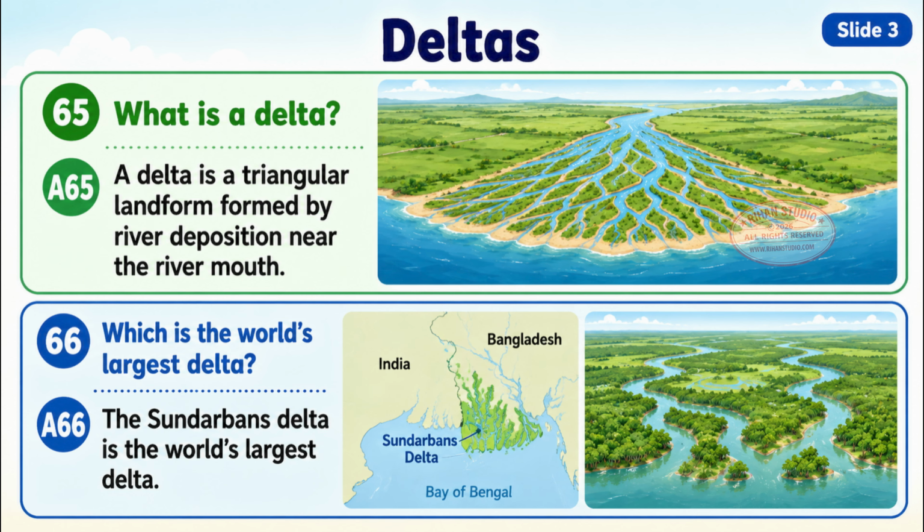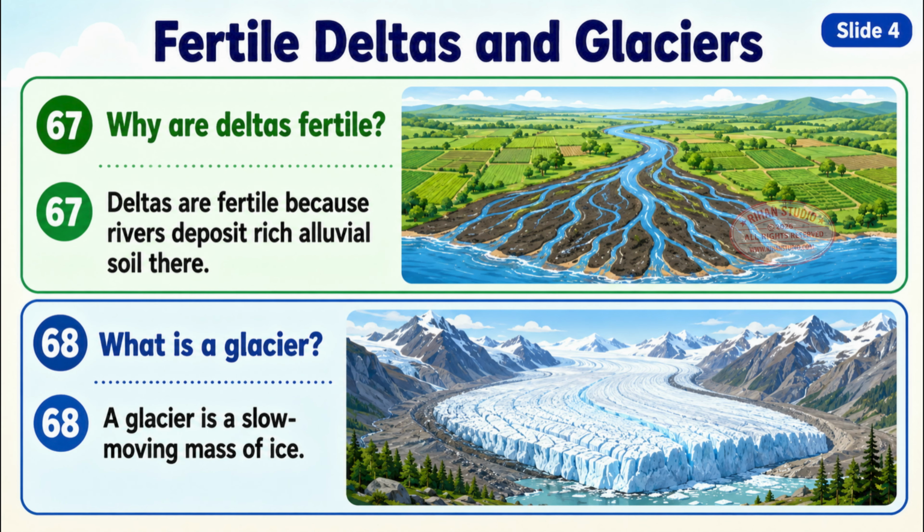Question 66. Which is the world's largest river delta? Answer 66. The Ganga-Brahmaputra-Meghna Delta, also called the Bengal Delta, is the world's largest river delta. Question 67. Why are deltas fertile? Answer 67. Deltas are fertile because rivers deposit fine, rich alluvial soil there.